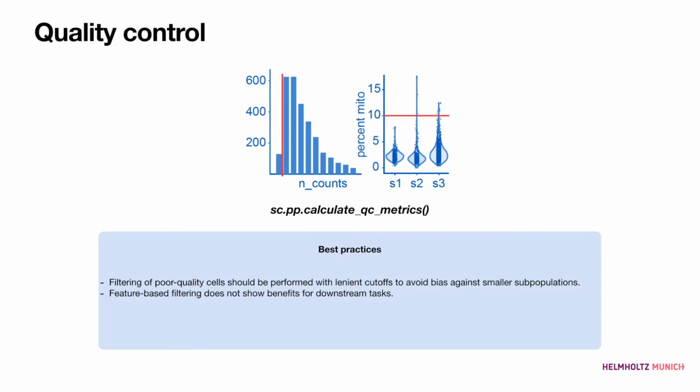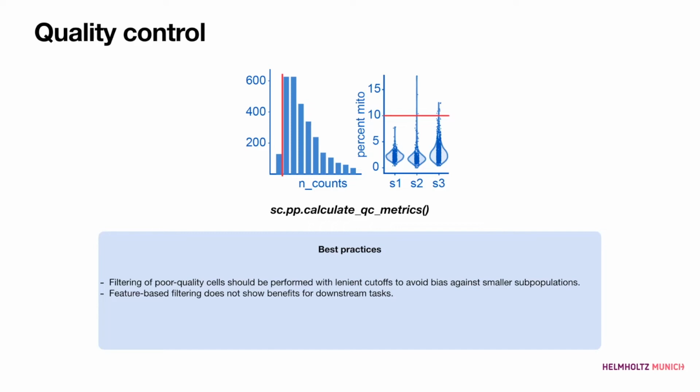Yeah, in terms of best practices, we would advise to actually use some very lenient cutoffs, because you don't want to bias your analysis against really small subpopulations. It could, for example, happen that you have a really small cluster of cells, a cell type that is not very heavily represented in your data that actually has on average a low number of counts. So you don't want to filter all of those cells out because you might actually be interested in them.